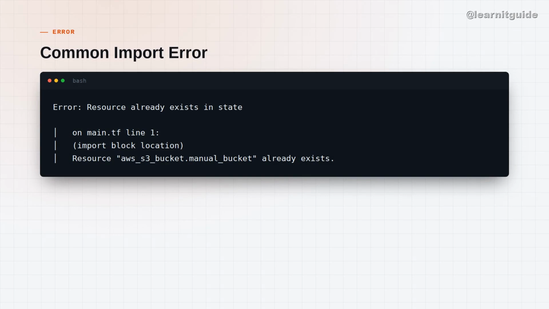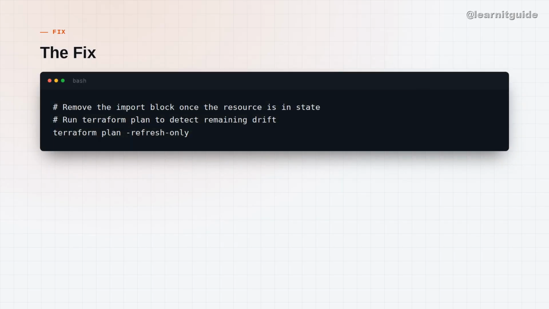This happens because someone else already added the resource to the code without telling you, or you have a duplicate import block. The fix is to remove the import block from your code and simply run a refresh or update your configuration to match the current state. To fix this, remove the import block from your main configuration file after the initial import succeeds. If you continue to see drift errors, run the plan command with the refresh only flag. This forces Terraform to requery the cloud provider for the actual state of the resource without making any changes, helping you confirm if your local state is truly in sync.